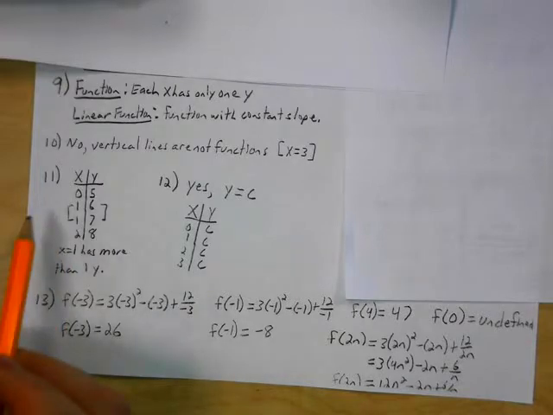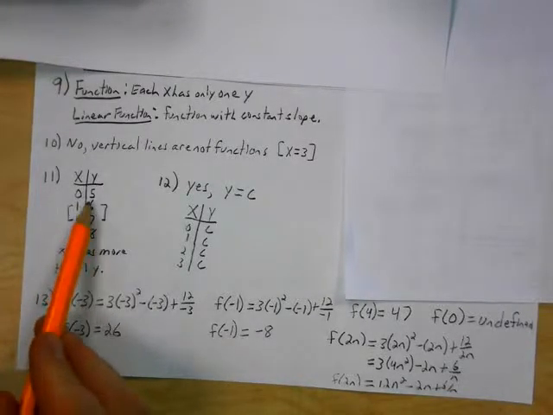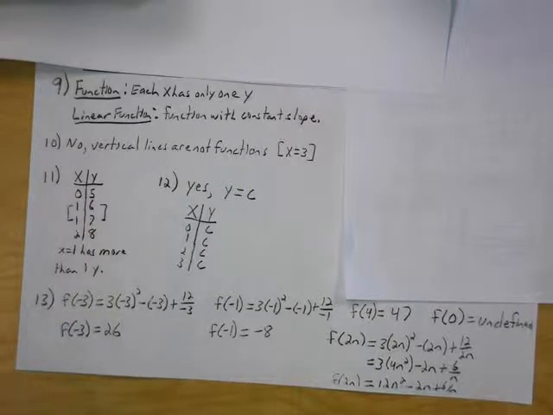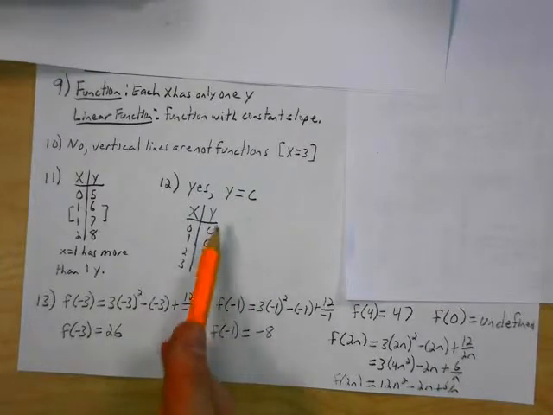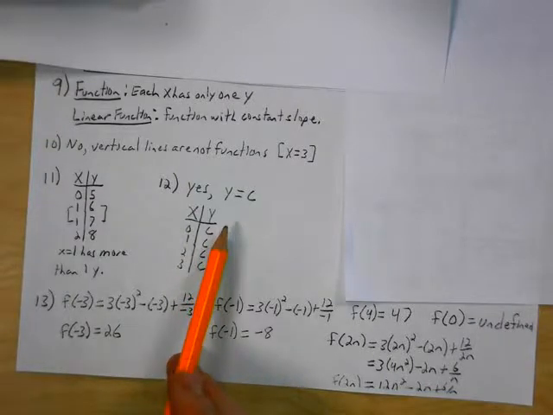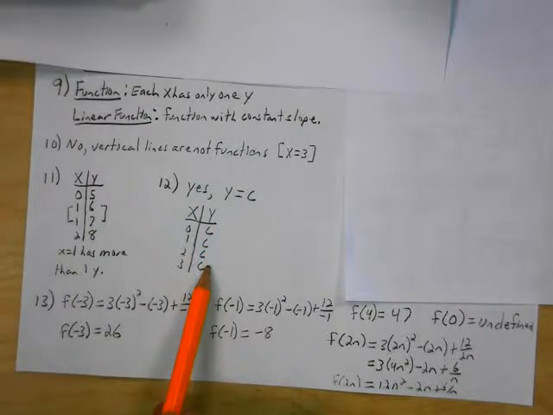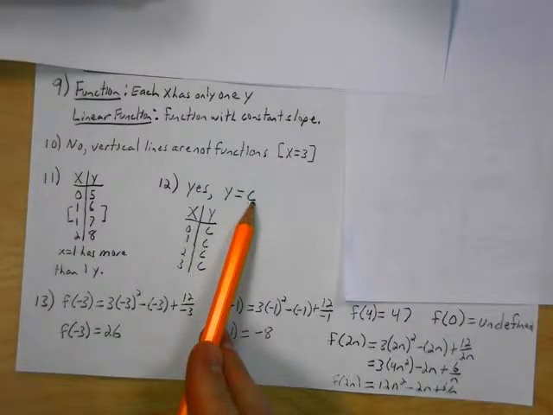So there's an infinite number of answers for these, but basically I had an x value of 1 going to 2 different y values. That's not a function. Number 12, if all the y values are the same, so I just call them c. That could be 5, it could be 2, it could be 3. So if all the y values are the same number, then that's a horizontal line at y equals whatever that number was. Okay, so y equals c.